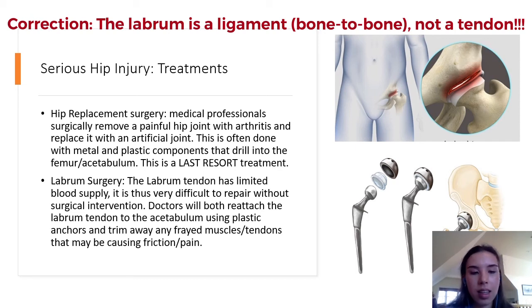And then the next thing is labrum surgery. The labrum is a tendon that attaches, it's right here, it's pretty tiny, your femur to your pelvis, essentially, and it has really limited blood supply. So once it's torn, it is torn, and it's usually torn by movements that involve extension. Because it has such limited blood supply, it's really difficult to repair without surgical intervention. Doctors will either reattach the tendon to the pelvis using plastic anchors, or if it's not as serious, they'll trim away any frayed muscles and tendons that may be causing friction and or pain.